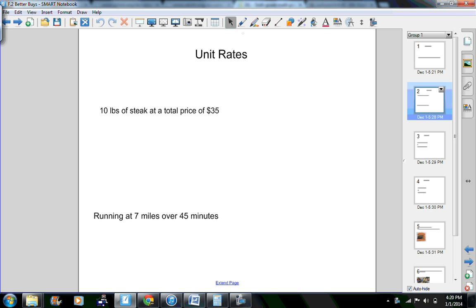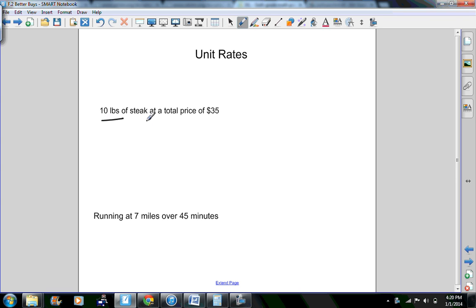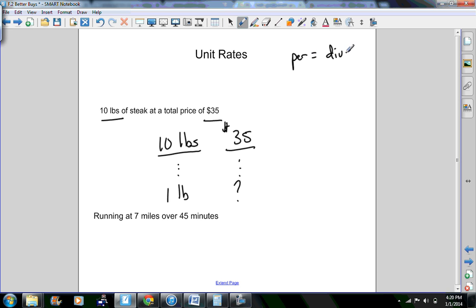And what a unit rate means is that we have 10 pounds of steak for $35. But that doesn't really tell us anything. And so a unit rate means breaking this down from 10 pounds to 1 pound of steak and figuring out how much that costs for a single pound. And the way we do this is we say the things out loud. We know in math the word per means division.